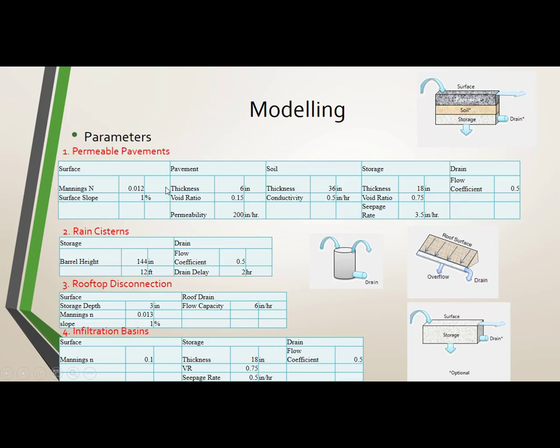For permeable pavements, the surface Manning's constant is assumed as 0.02, which is typical for concrete, with a 1% slope. For the pavement, the thickness is 6 inches, and soil is 36 inches with a void ratio of 0.15. The soil conductivity is 0.5 inches per hour, and the storage layer is 18 inches with a seepage rate of 3.5 inches per hour, and has a drain flow coefficient of 0.5, which is for the orifice flow. As we can see, we are assuming the orifice flow for the drain system as well as 0.5, and as well as for infiltration basins.